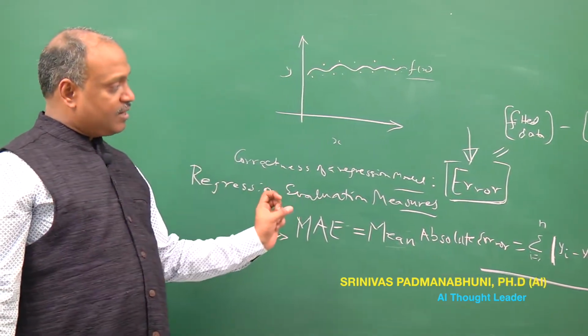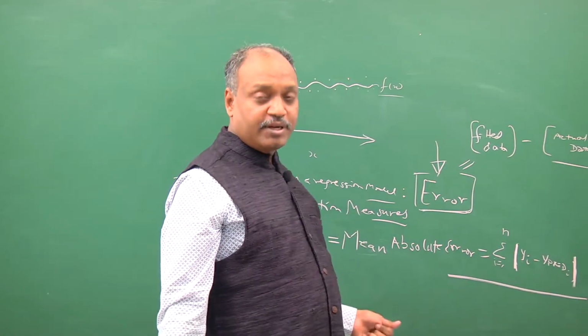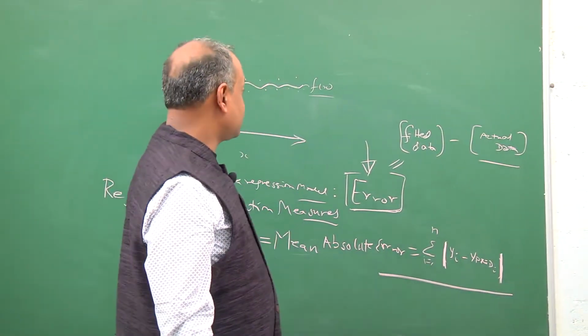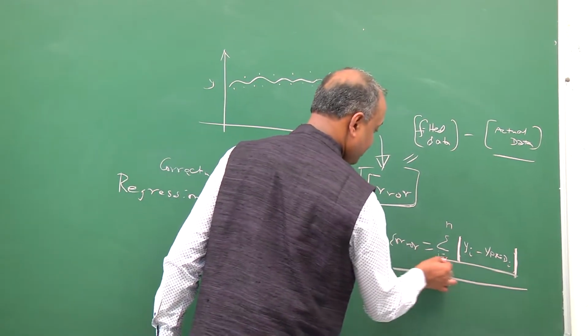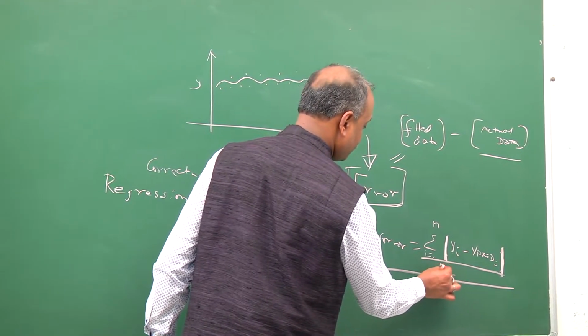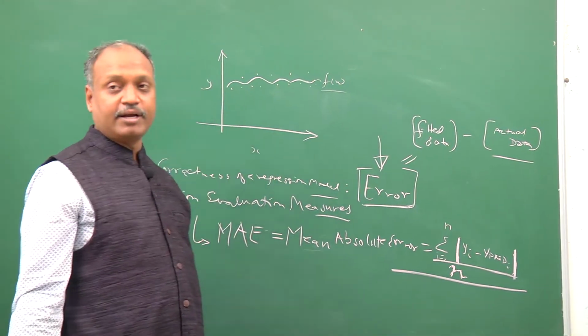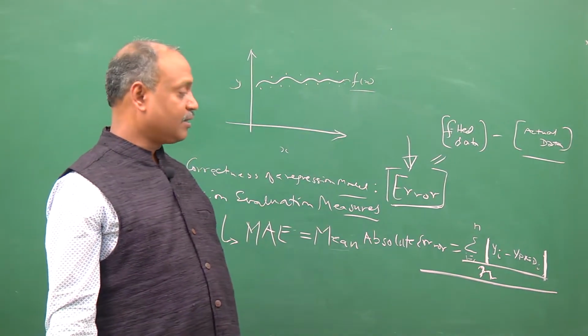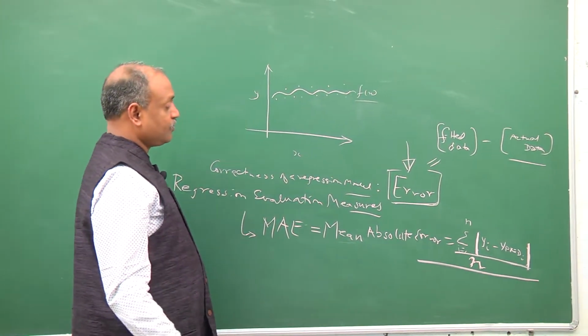While that is a good function, a better approximator for the same is sigma of absolute yi minus y pred i, divided by n, because we need to look at the total number of observations and divide by it. So that becomes the mean absolute error: total absolute error divided by total number of observations.